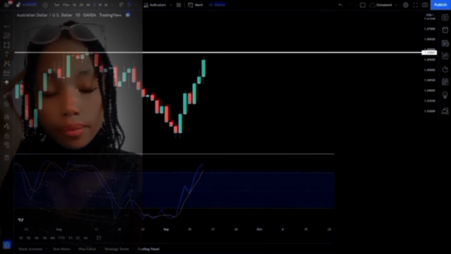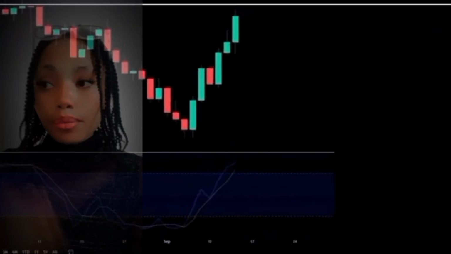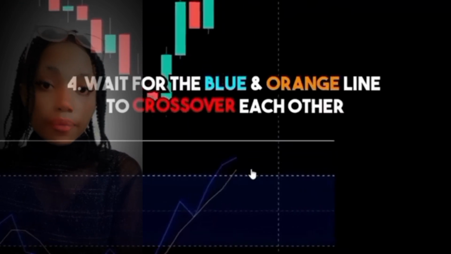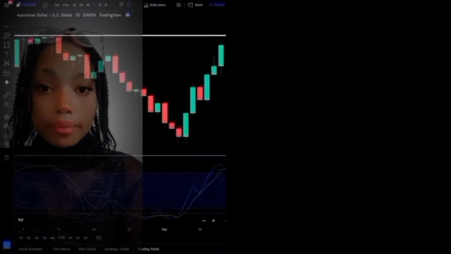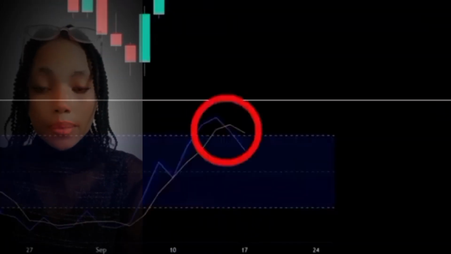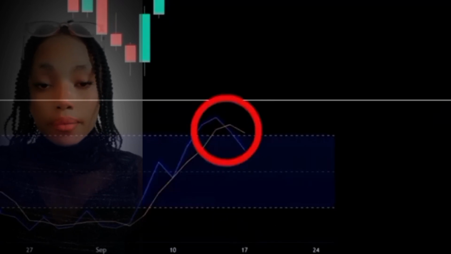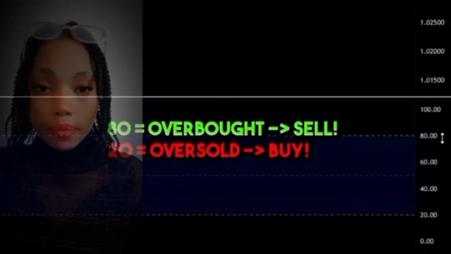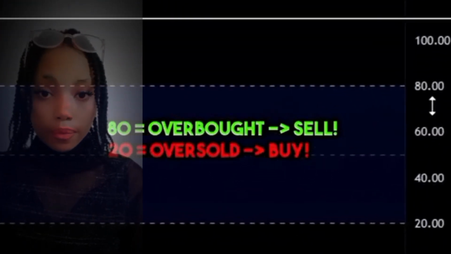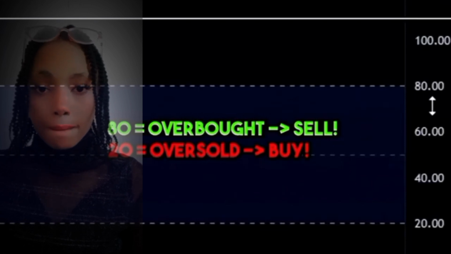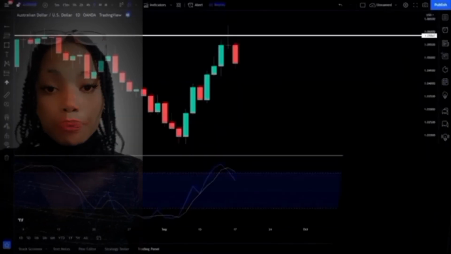So once you have your stochastic, you want to wait for the two lines to cross over each other. And right here, you can see how the blue line has completely crossed over the orange line. And at this 80 level, it also means that price is overbought and price is about to reverse. So we can enter for a sell right here.